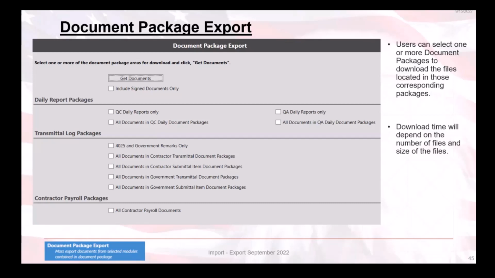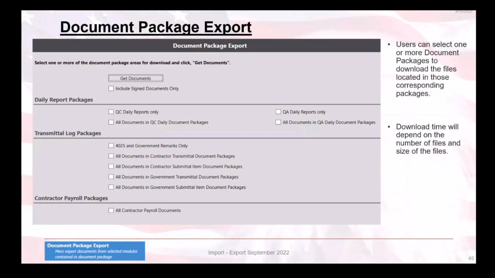Now, when exporting documents, you need to first decide if you need only signed documents. If so, check the Include Signed Documents Only checkbox so that the rest of the options will be filtered for signed documents only. After selecting some options, others will become read-only. So, for example, selecting all documents in QA Daily document packages will make the QA Daily reports only option read-only, since the option to export all documents will include the QA Daily reports.